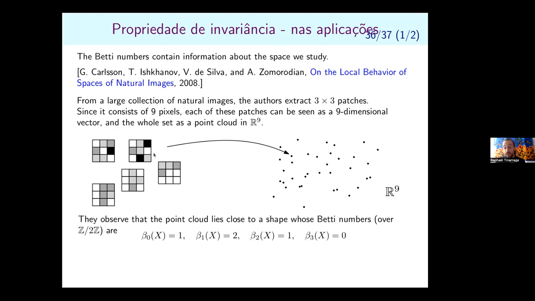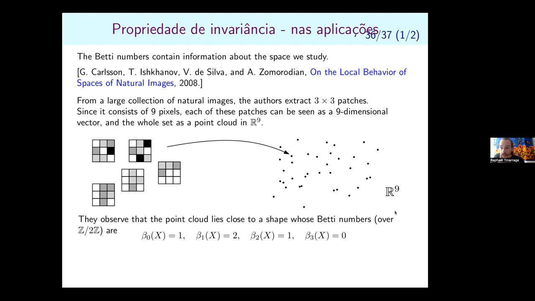So you take a lot of images. You obtain a lot of points. This is a point cloud. And what they did, they computed using TDA the Betti numbers of this space, right? Of the underlying space. And what they found are the following numbers: beta 0 equals 1, beta 1 equals 2, and beta 2 equals 1.